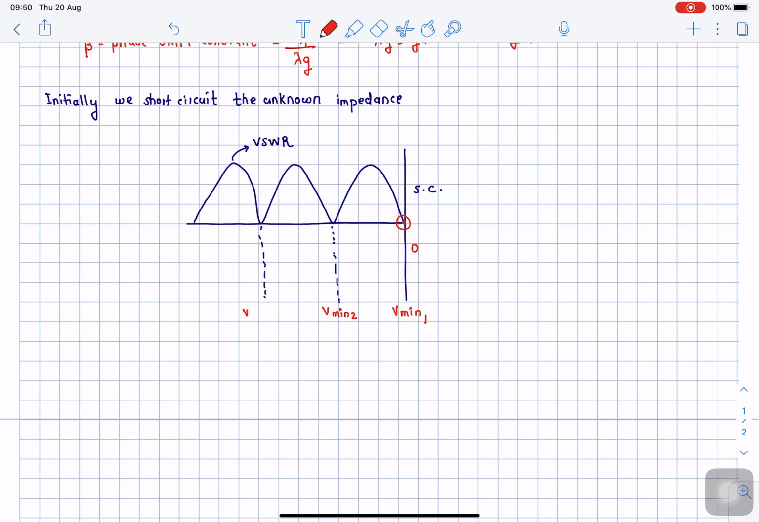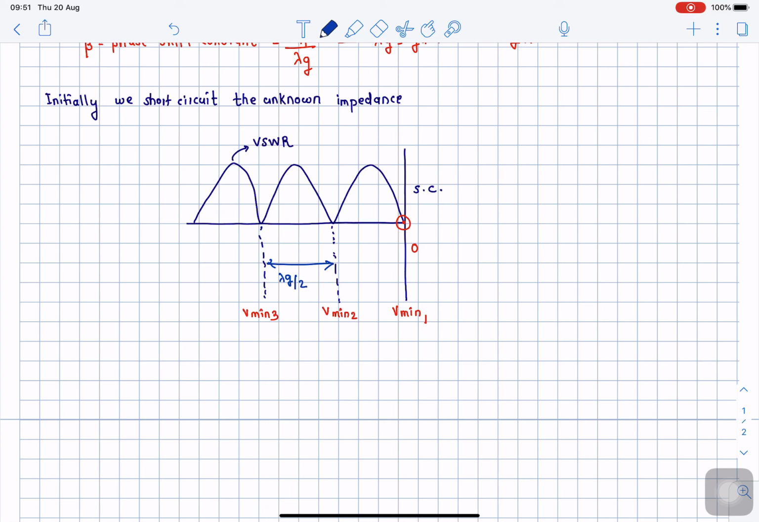So in this way we will get minima voltages. Now we know that the distance between two successive minima voltages when the end is short circuited by the termination is nothing but half of the guide wavelength. So this particular distance over here, I will denote this distance. This particular distance is normally half of the guide wavelength.